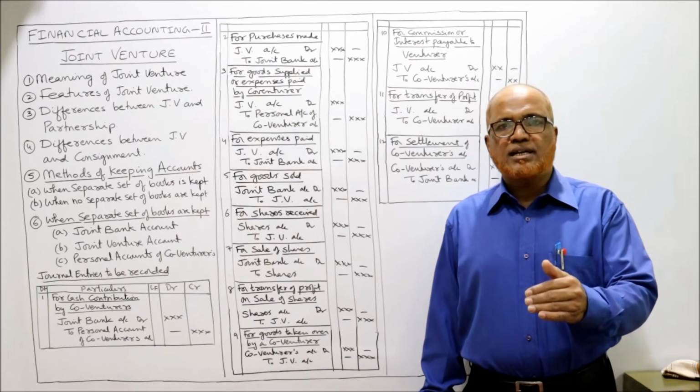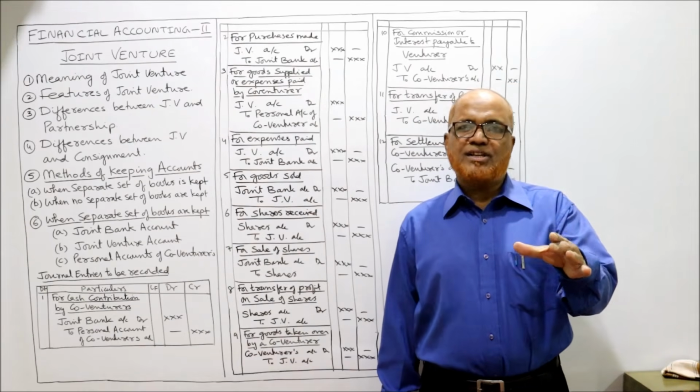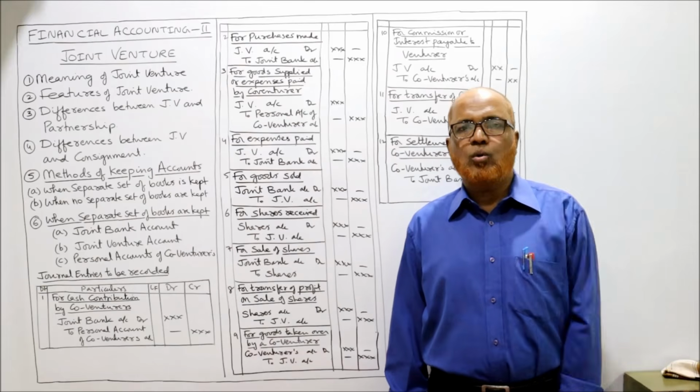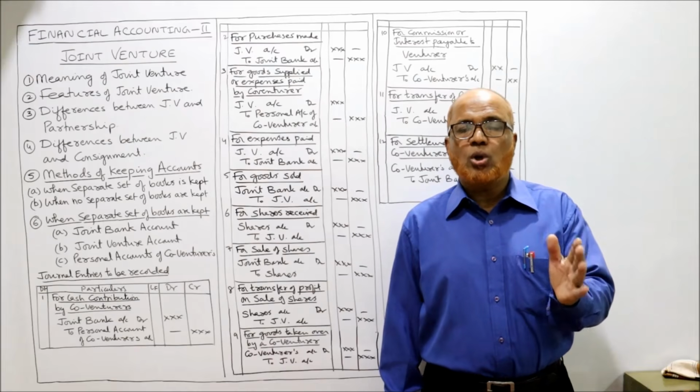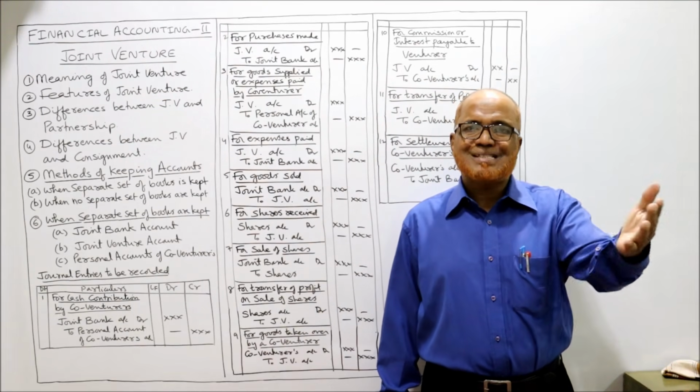Next difference between joint venture and consignment is, in case of joint venture, each of the co-venturers can buy the goods as well as sell the goods on behalf of the joint venture. But in case of consignment, the goods normally will be purchased only by the consignor. The consignee's job is to sell the goods.